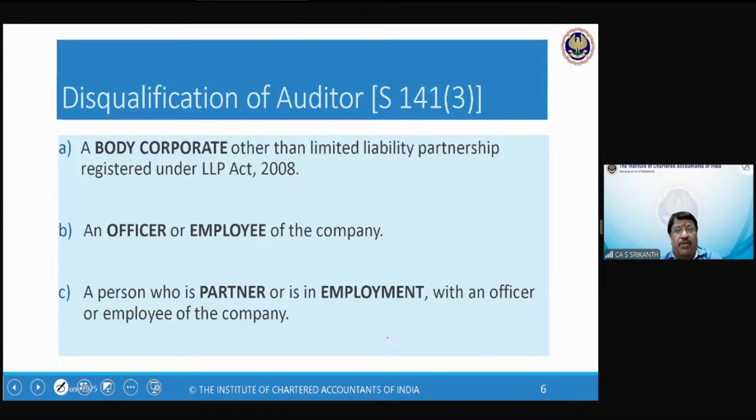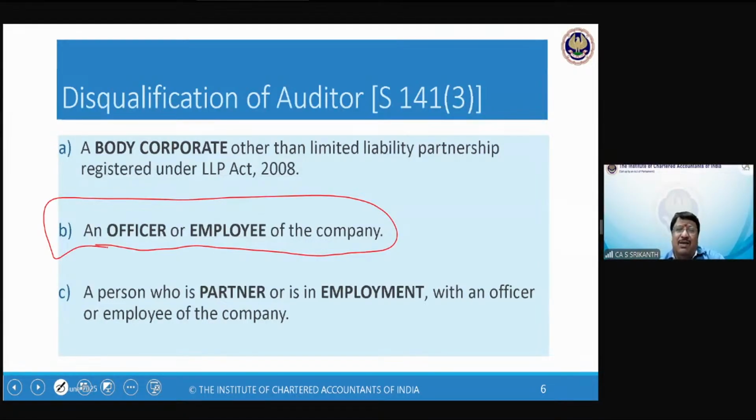An officer or employee of the company cannot be an auditor. Obviously, the reason is because of independence. All said and done, an employee, I mean, very difficult. You can say I'm independent, but still, very difficult. So they don't want to take that risk. So an officer or employee of the company cannot be an auditor.